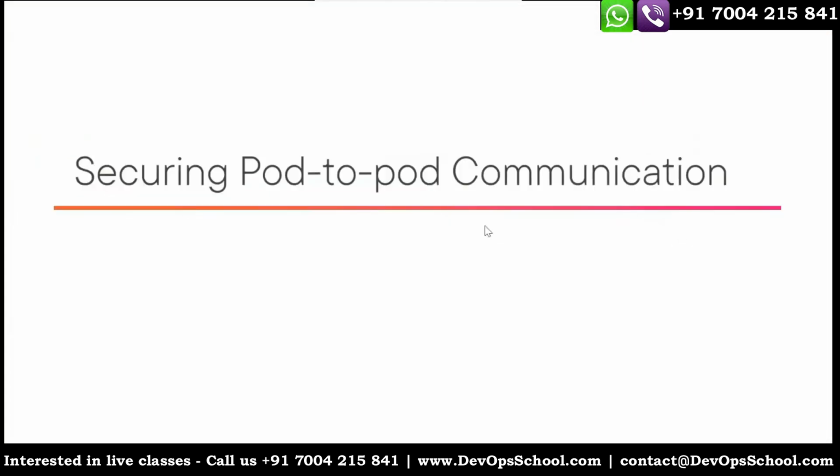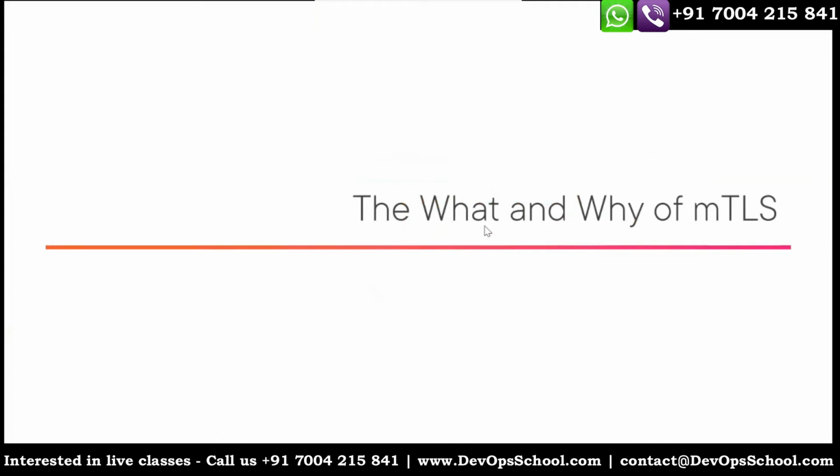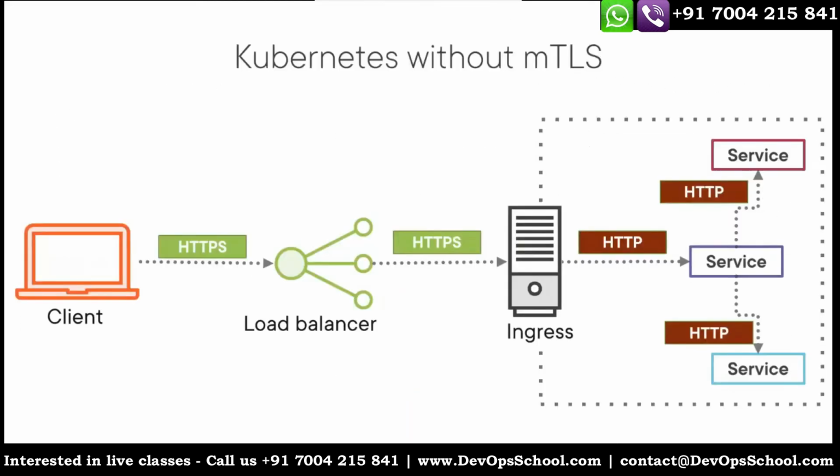So this is the one: securing pod to pod communications. How to do that? In a simple way, there is one more tool which you can use for this, mTLS, mutual TLS. Here, if you see the architecture, it's a very simple architecture. This connection from outside, from the client to the DNS and load balancer, is an HTTPS connection. But the moment it transfers from the ingress, you understand that, right?